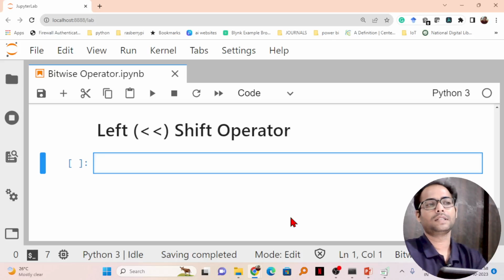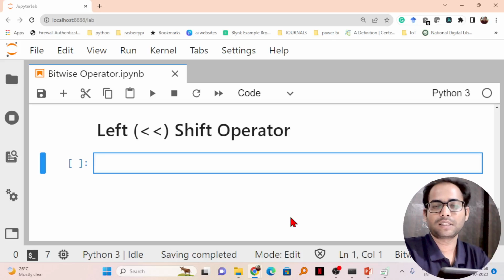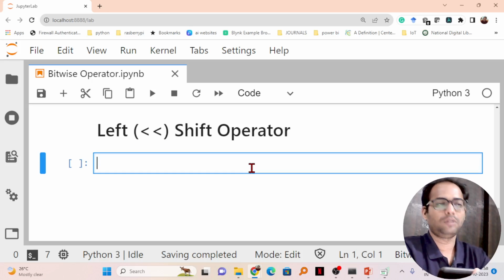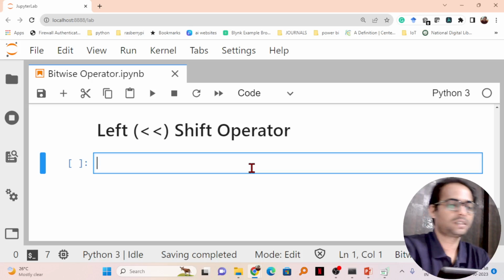Till now we have seen what an OR operator is, what an AND operator is, and what a XOR operator is. There are two more interesting operators: one is the left shift operator, and one is the right shift operator. I'll try to cover them in one video so that it will be comparable and easy to understand. First let me take an example as we have done.